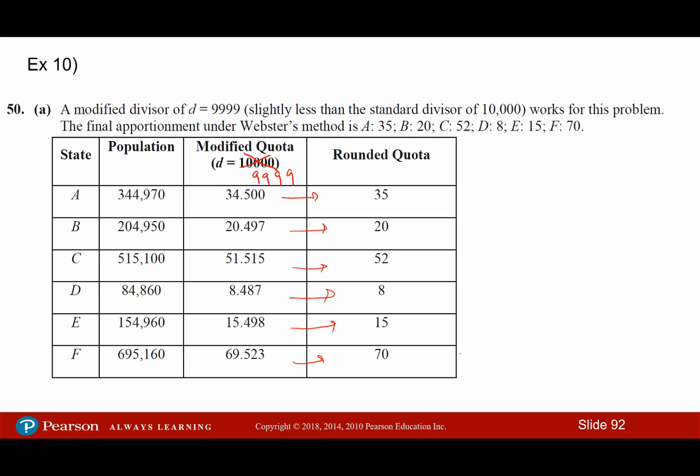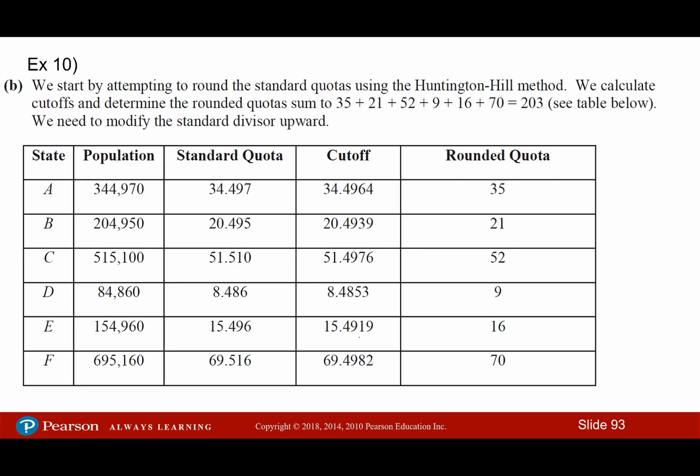Okay, under the Huntington-Hill method, what happens is we calculate the cutoffs. And with this one, we actually are going to use the standard quota. So 10,000 works just fine. So instead of using 9,999, the 10,000 number actually works well.